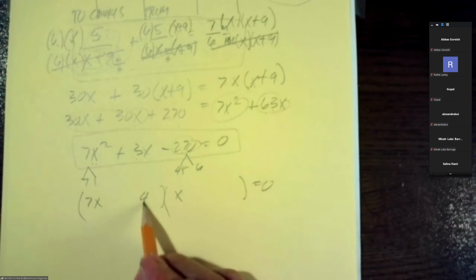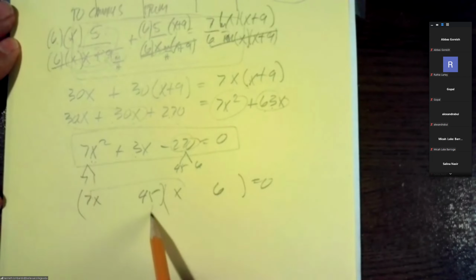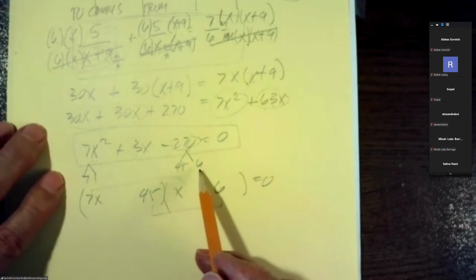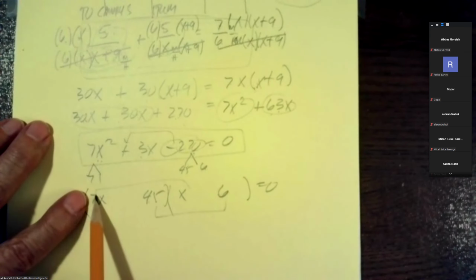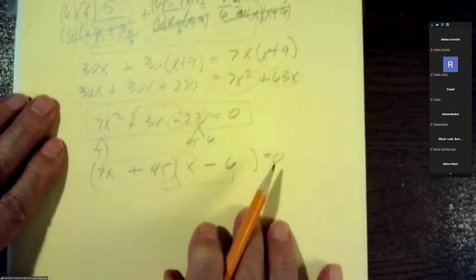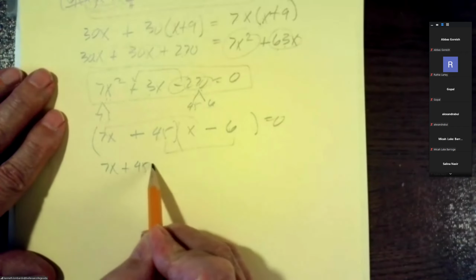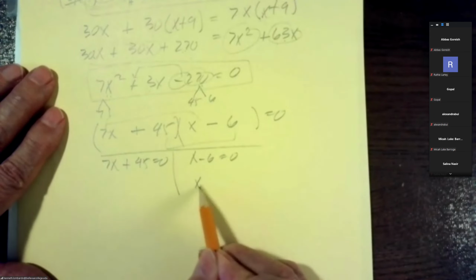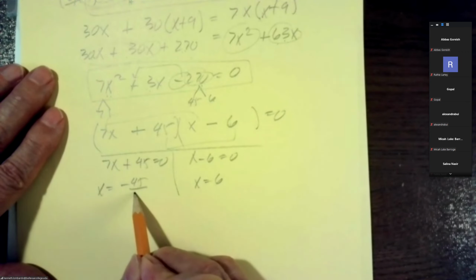So if I put 45 and 6 here, first times first is 7x squared, last times last, 45 times 6, is 270. And this says the signs are opposite and the larger is positive. 7 times 6 is 42. So the larger is here, smaller is there. 7x plus 45 is 0. x minus 6 is 0. x equals 6. And here x equals negative 45 over 7.